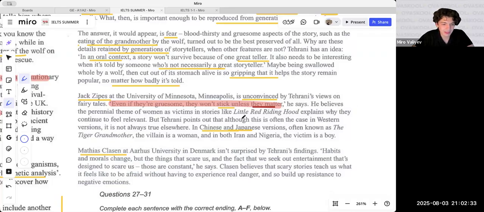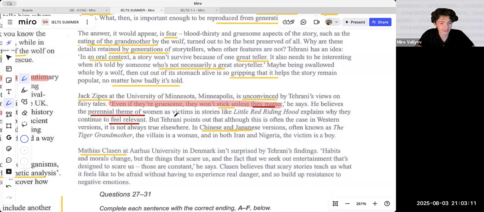And he believes the perennial theme. Perennial is long-lasting, or eternal, or something which is forever, right? Forever, like really forever. That's perennial. It's not for a short time, it's for a long time. So the perennial theme of women as victims in stories like Little Red Riding Hood explains why they continue to feel relevant. Wow. I think he's anti-feminist or something.